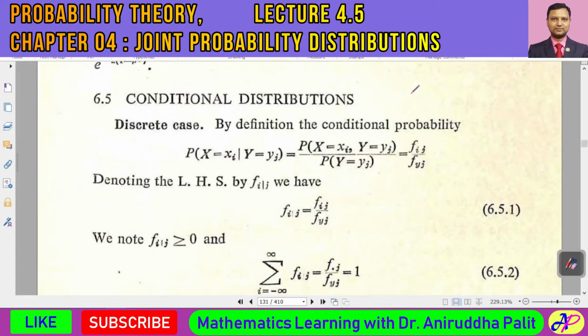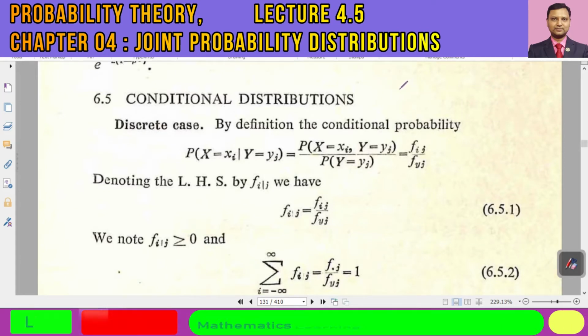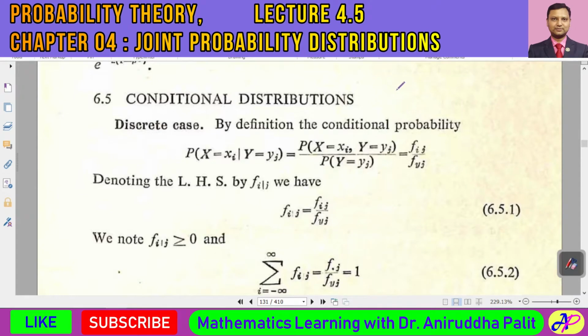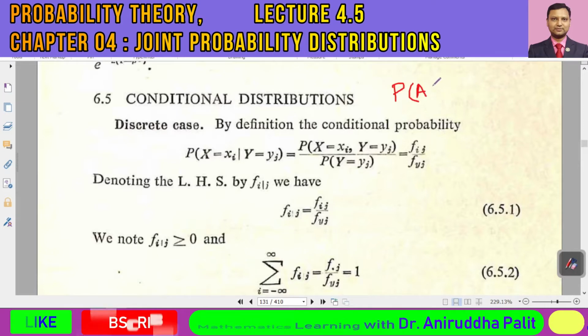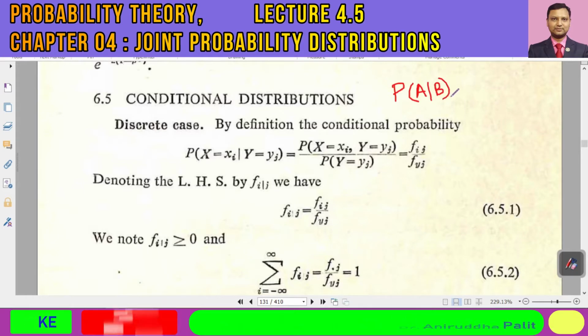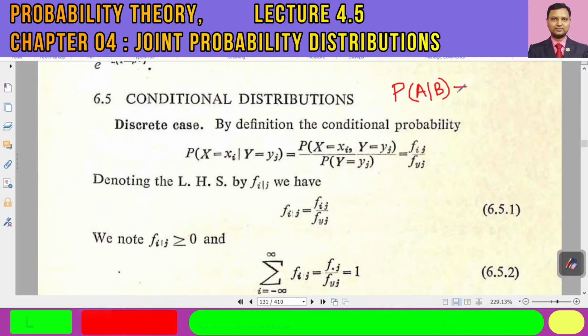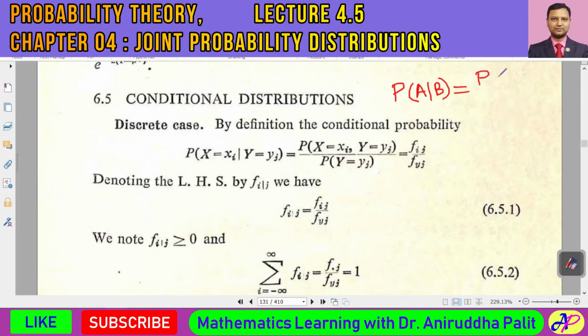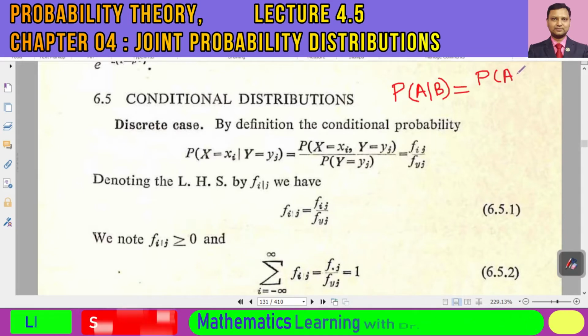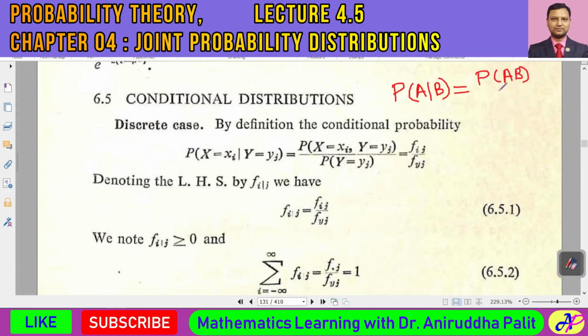we all know about conditional probability. What is conditional probability? The definition of conditional probability was that if we have two events A and B, the probability of A given that the event B has already occurred, or simply we say probability of A given B, is equal to probability of AB. This was the definition in terms of axiomatic sense.